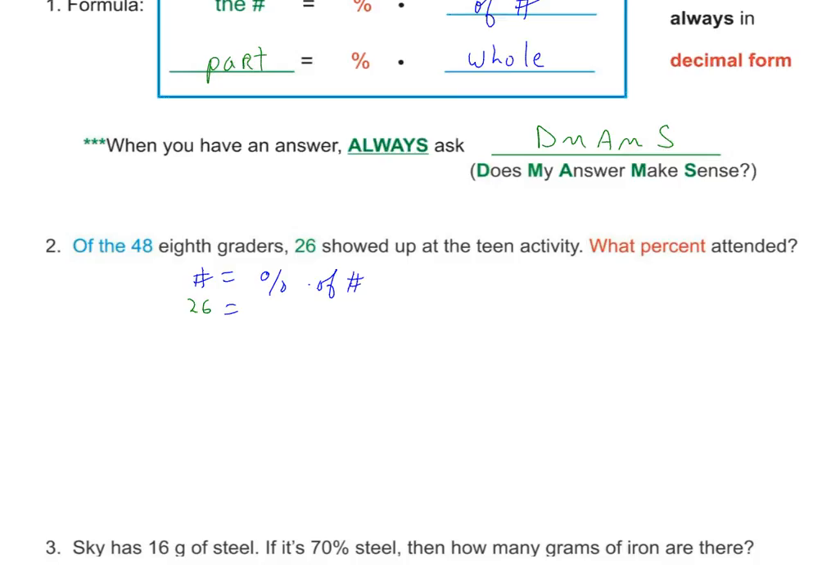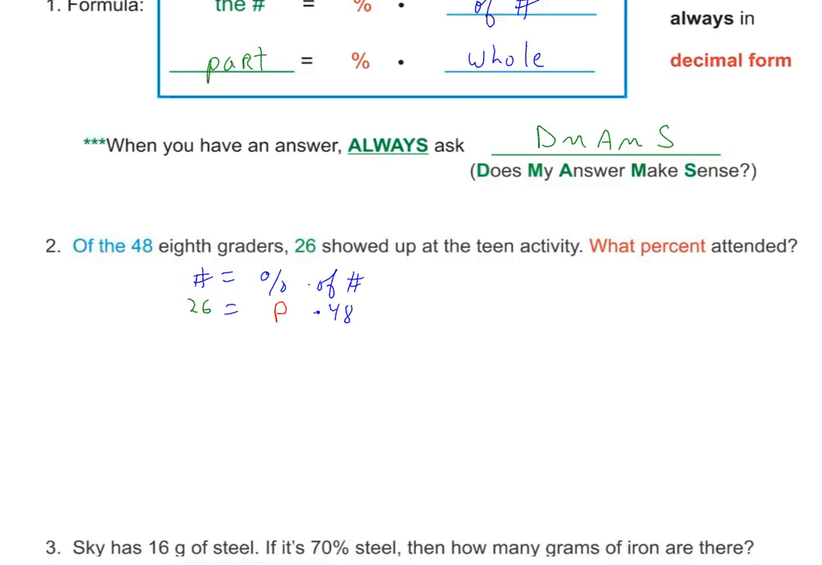Colby? The of number is 48. Yeah, the of number is 48. Therefore, the 26 has to be the number. And we're looking for the percent. I'm just going to use variable capital P. So we got 26 equals P times 48. Now, we've already learned how to solve these, so I want you to finish it. I'm going to pause the video. You can keep working for a moment.